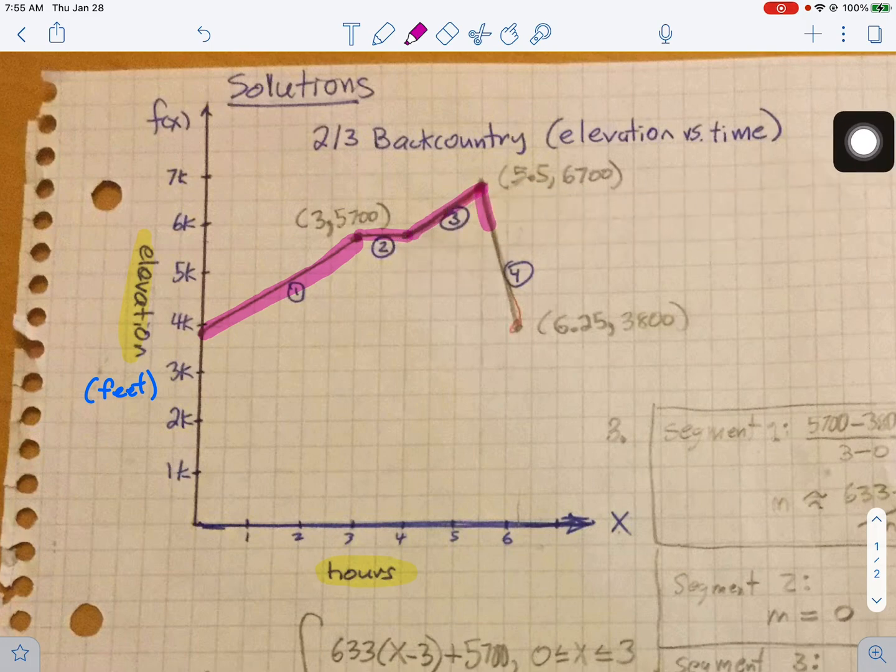And then the last segment is the downhill, where starting up at the highest point, 6,700, down to the 3,800 in the parking lot. If this one is 5.5 hours, and the whole thing was 6 hours and 15 minutes, or 6.25 hours, you can see it's a 45-minute descent. So that's what our graph looks like.